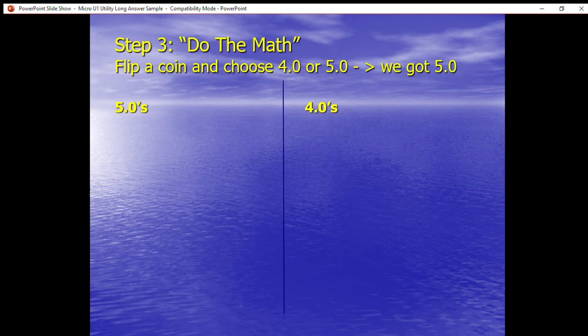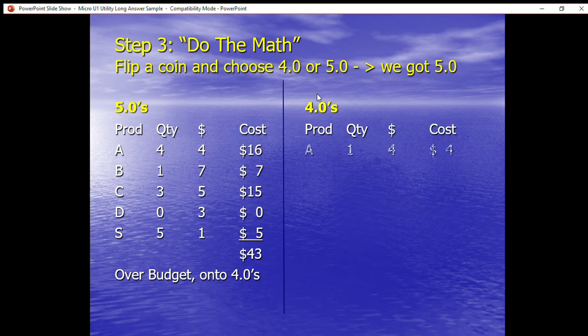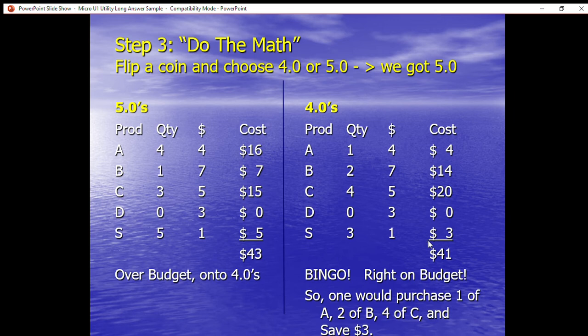So if I could use either 5s or 4s, and if I use 5s and I use the circles, not purchasing anything in D, I'm going to have to spend $43 to make all the 5s equal, to have equal happiness at 5. I don't have enough money for that. But if I go with 4, notice what happens. I exactly use my budget.